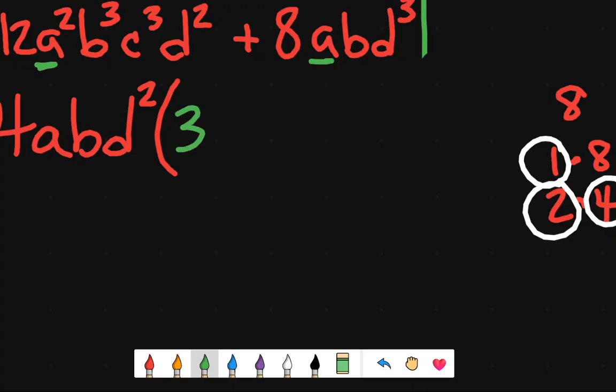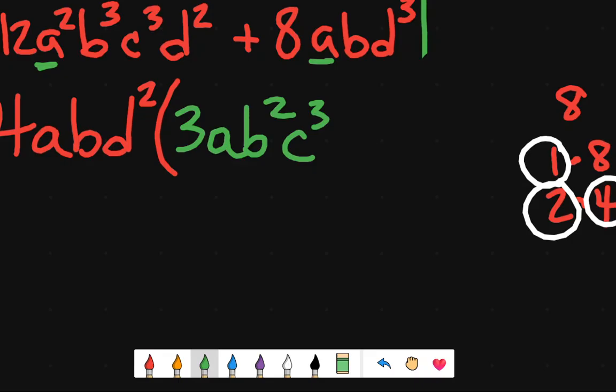Now we have to get 12a to the second. So 4a times what is going to give us 12a to the second? It will be 3a. What do we multiply b by to get b to the third? It will be b to the second. And then we have to put our c to the third here because we didn't factor out any c's. And then d to the second, we don't even need to put in there, okay? So it's 3ab to the second times c to the third.